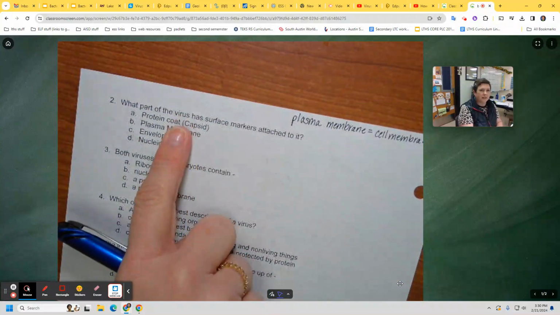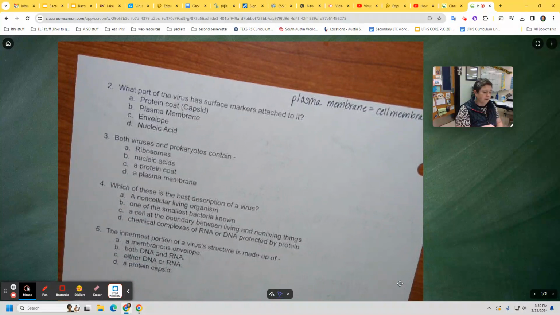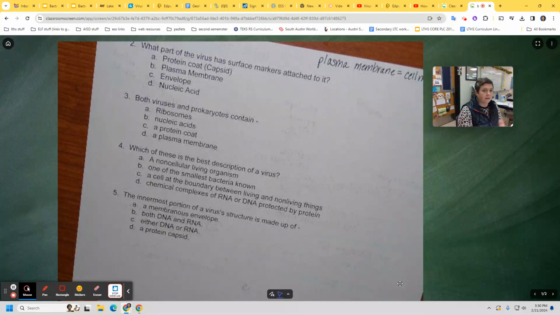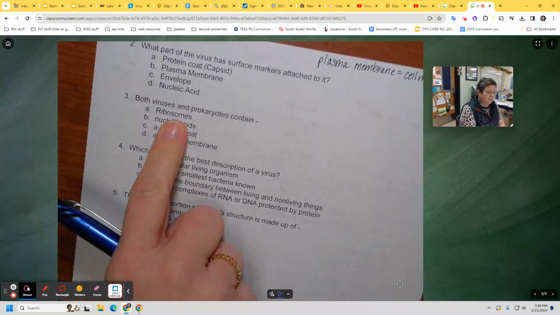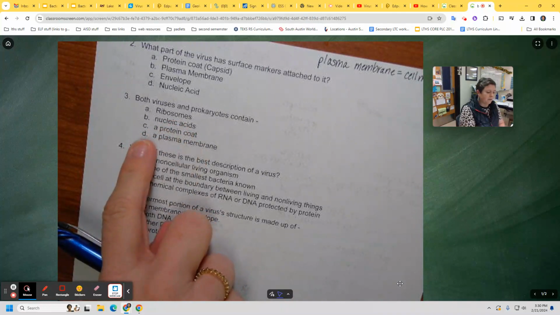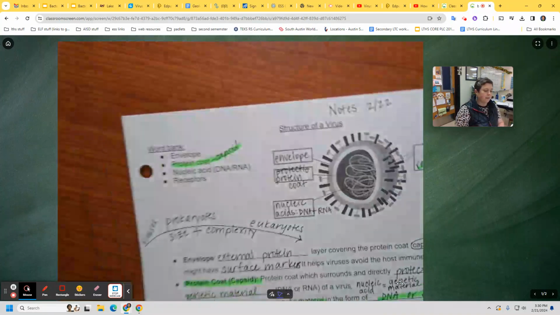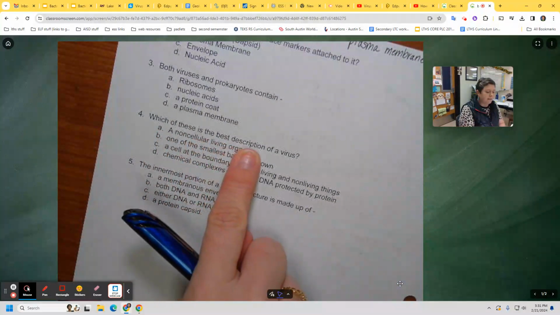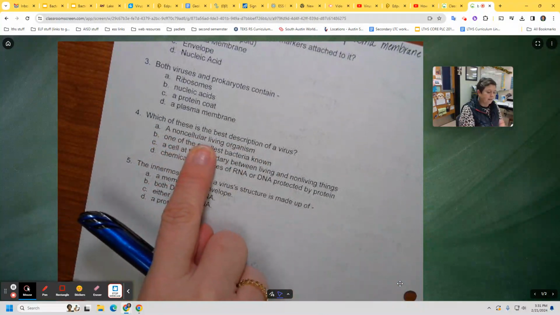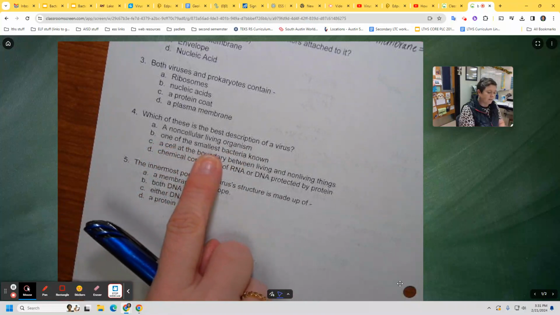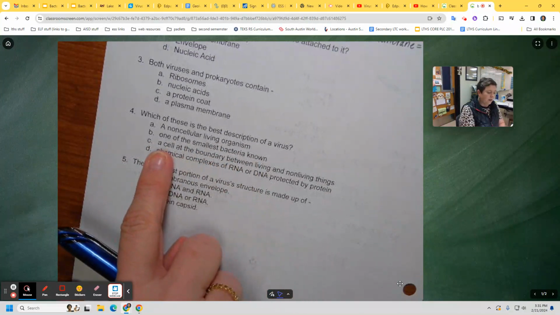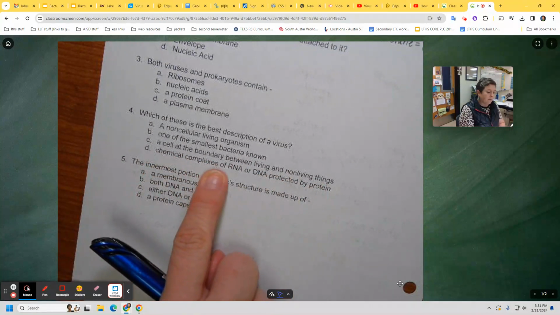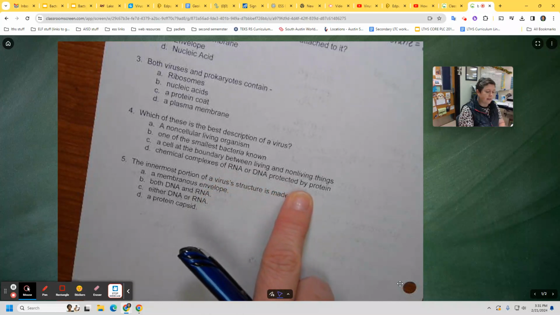So answer that question here. What part of the virus has the surface markers on it? Both viruses and prokaryotes contain what? Ribosomes, nucleic acids, a protein coat, a plasma membrane. See the other side if you have questions. Which of these is the best description of a virus? A non-cellular living organism, one of the smallest bacteria known, a cell at the boundary between living and non-living things, chemical complexes of RNA or DNA protected by protein.